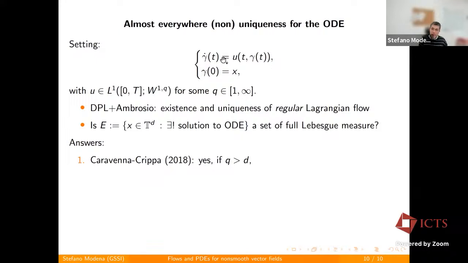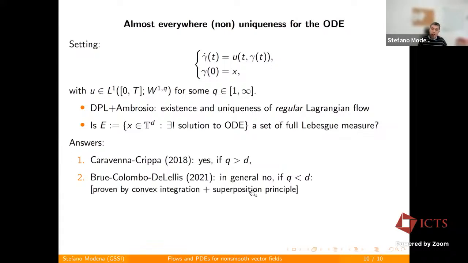And then in the negative, what happens for q less than d? Well, in the same paper I mentioned before, by Brué, Colombo, and De Lellis, they proved that in general the answer is no. So this set might not have full Lebesgue measure if q is less than d. Somehow the proof here is by convex integration plus the application of this Ambrosio superposition principle.